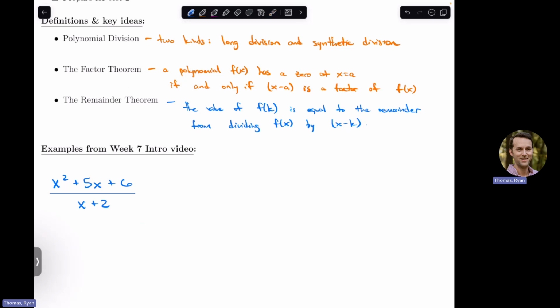Now let's look at how we actually do the division. So again, what I want to do is divide x squared plus 5x plus 6 by x plus 2. So here's what that looks like using long division. Just like we would do with long division of two numbers, I set it up something like this.